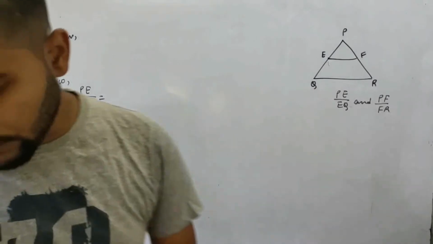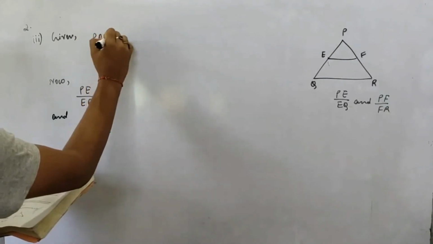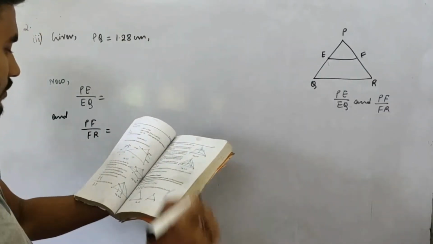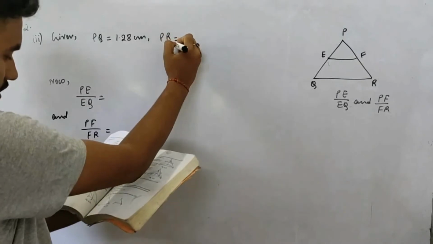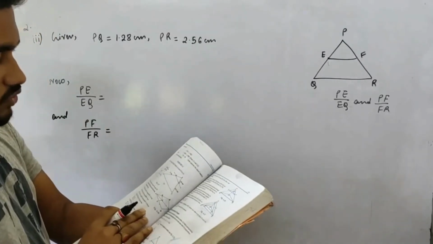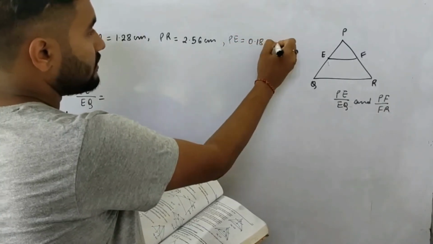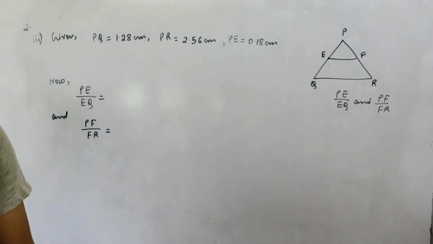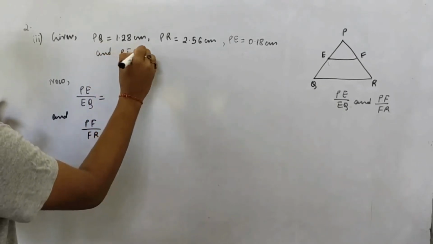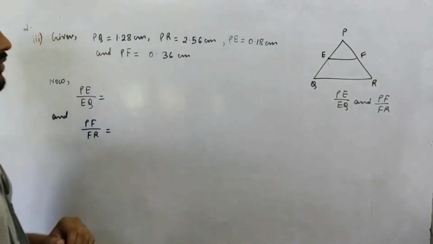So what is given in number 3? You see, PQ is equal to 1.28 centimeter, PR is equal to 2.56 centimeter, PE is equal to 0.18 centimeter, and PF is equal to 0.36 centimeter. Okay, so same process.